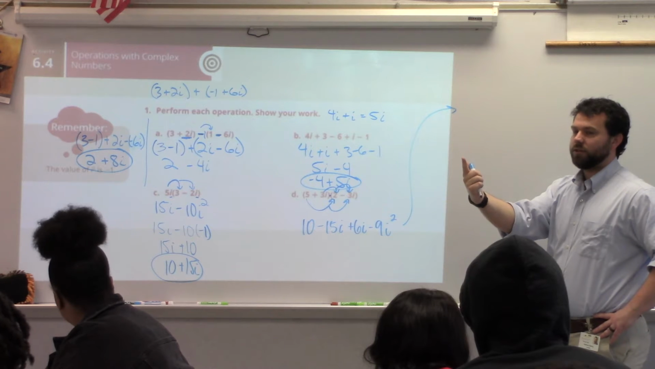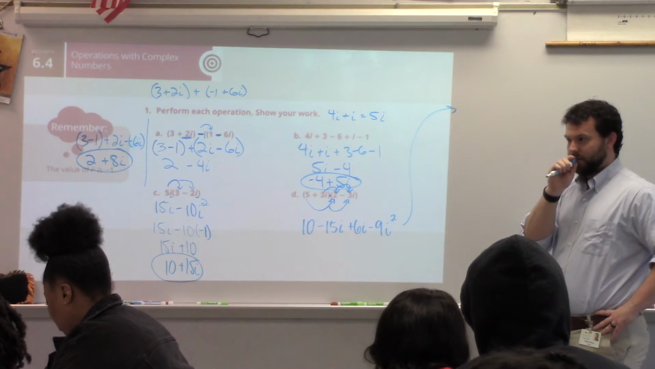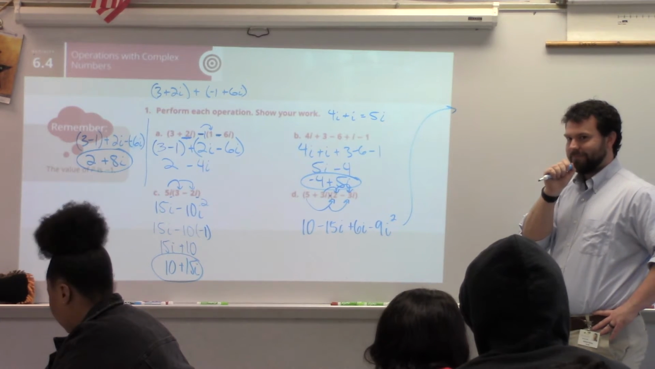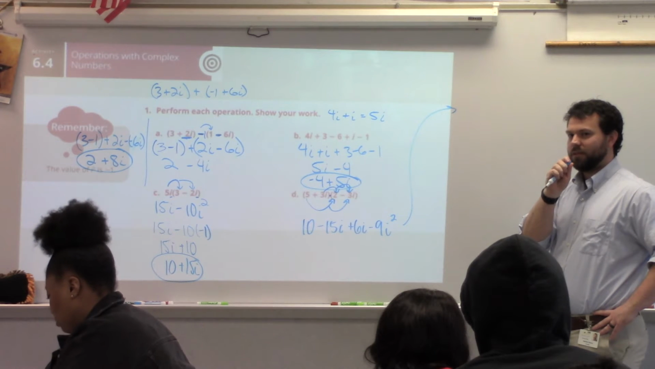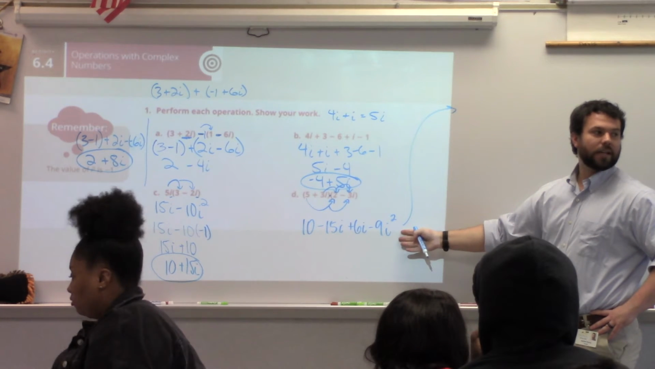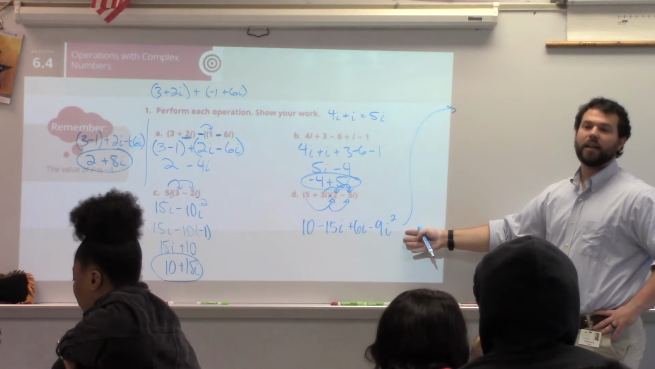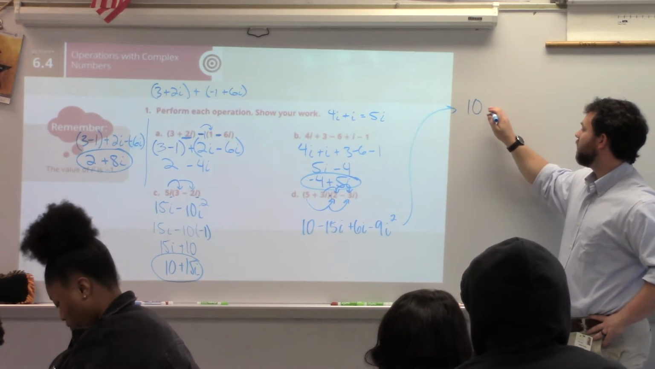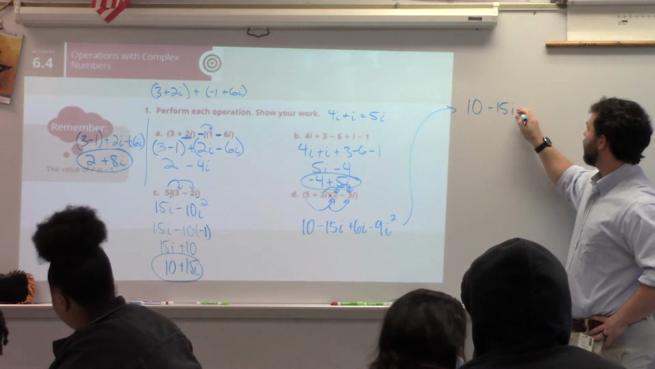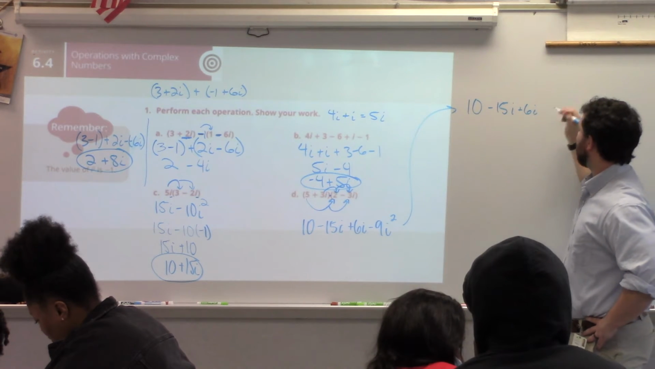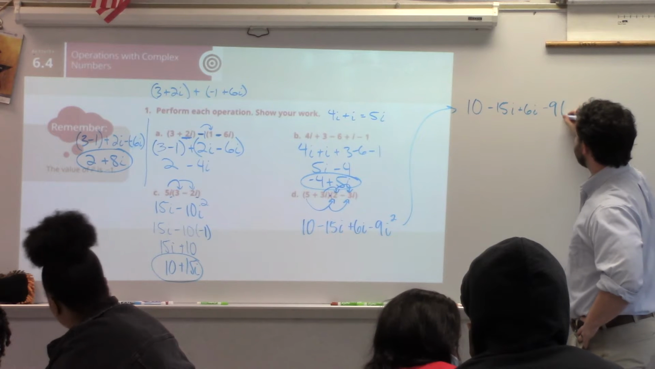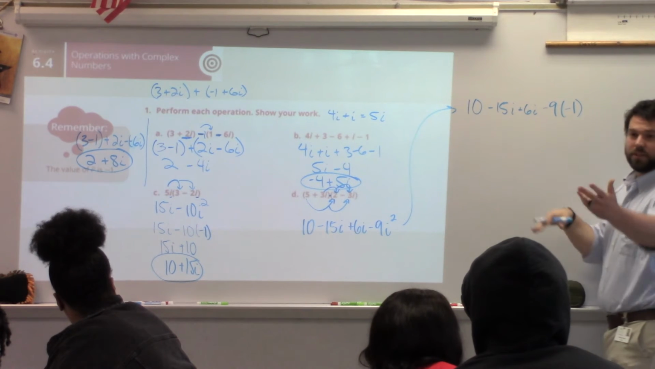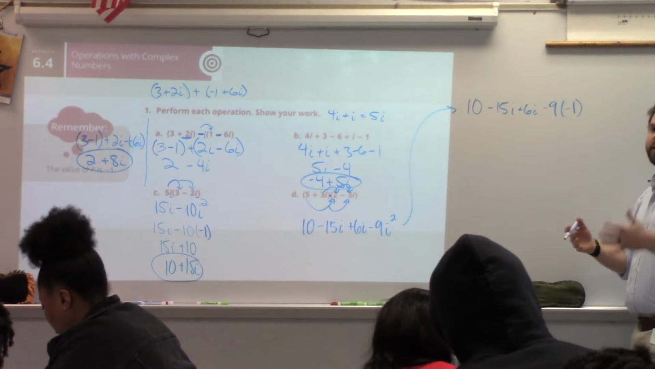You only got one real. You sure about that? It's got two. Where's the second one? Negative 9 times negative 1. Negative 9i squared. We cannot forget that whenever I see that i squared, that's a negative 1. So I actually have 10 minus 15i plus 6i minus 9 times negative 1. I'm going to show that extra step. It is plus 9 instead, right?